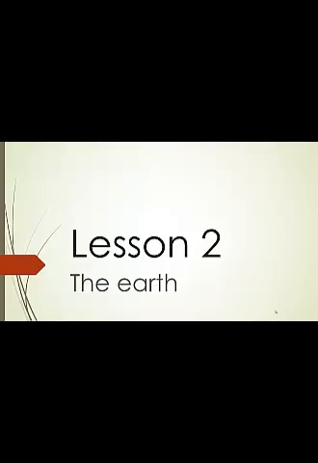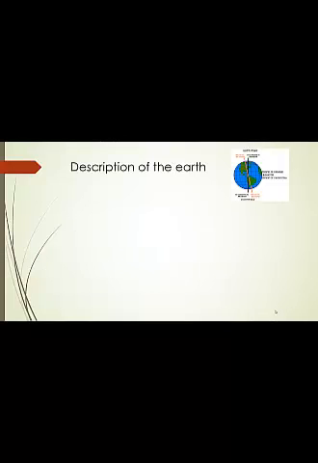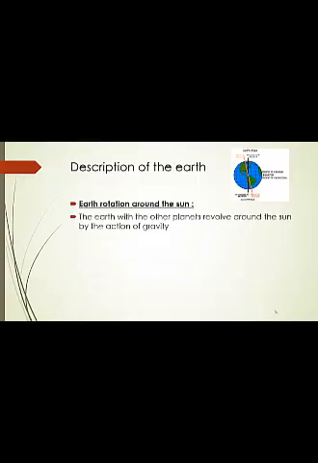Lesson 2 is called the Earth. The description of the Earth. The Earth rotates around the Sun. The Earth with other planets revolves around the Sun by the action of the gravitational force of the Sun. As we said in the previous lesson, the Earth and the other planets revolve around the Sun by the gravitational force in fixed orbits, which are semicircular orbits or semicircular paths.